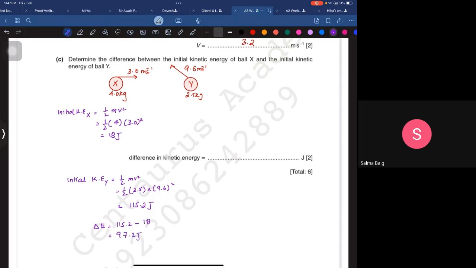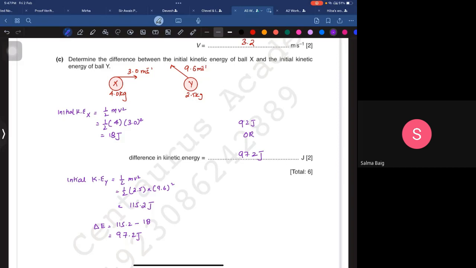97.2 joules. Now, you can write 97.2 joules because all our readings were in two significant figures, so we can write one more. But you can also write it as 92 joules. More than that would be wrong. Less than 92 would be wrong as well. Okay, kids? Yes, Furkan, do you understand everything?